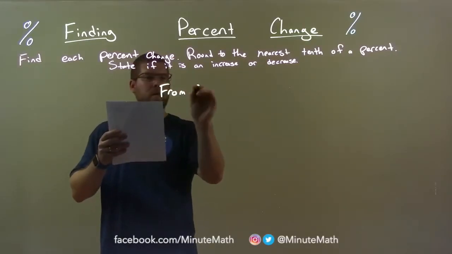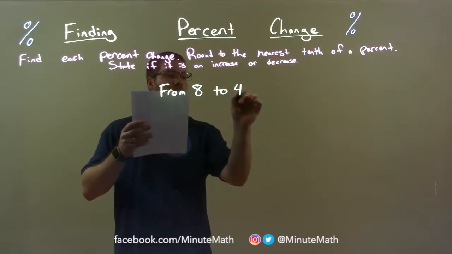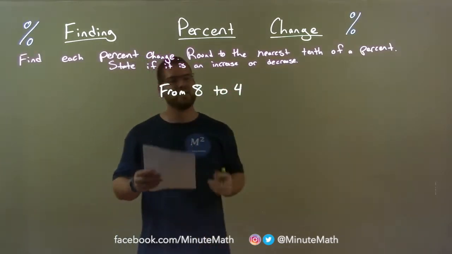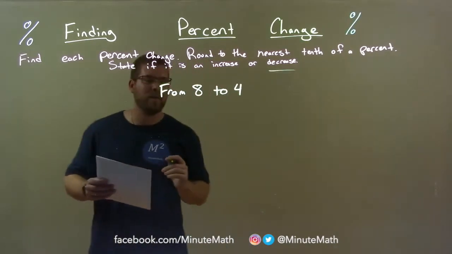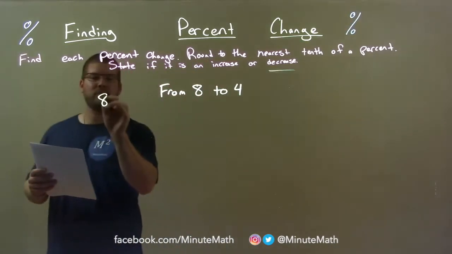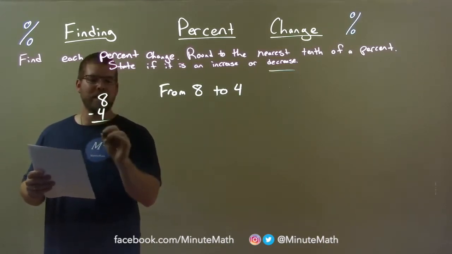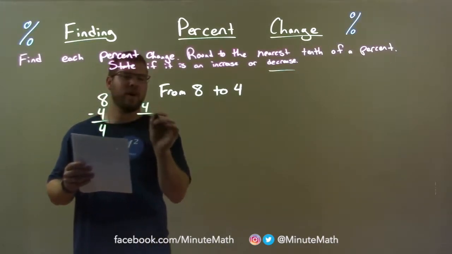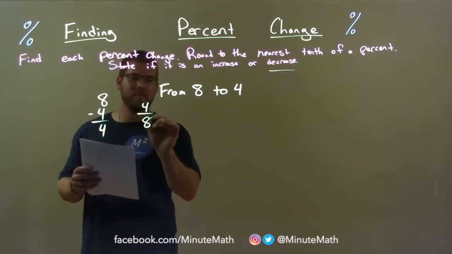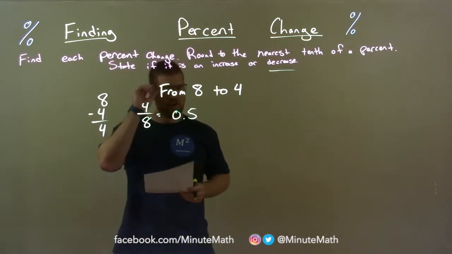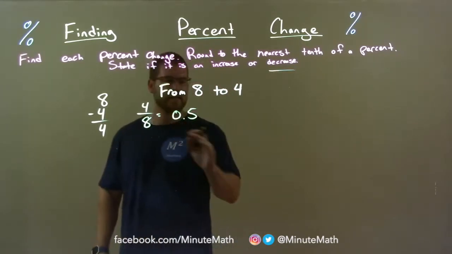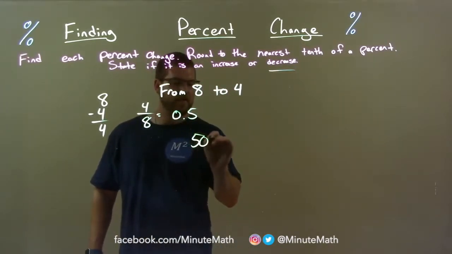From 8 to 4. All right, from 8 to 4. Well, we clearly see that's a decrease right there. 8 to 4. Now, the difference for the two, hopefully you can do that off the top of your head, is just a 4. 4 divided by the first number is 0.5. Okay? So we got 0.5. Convert that to a percent. That is a 50%, right?